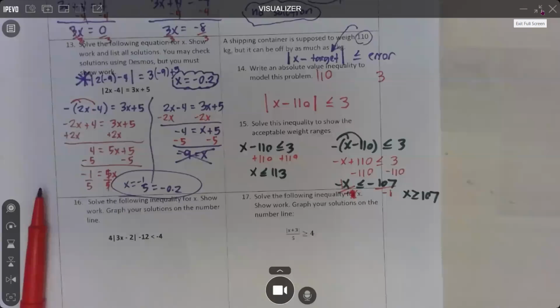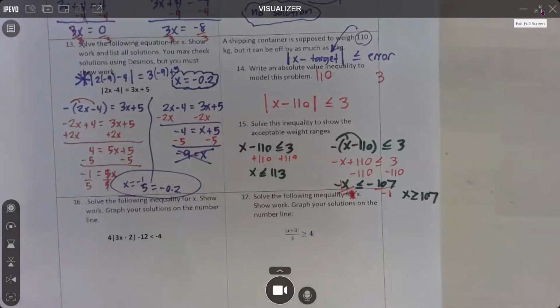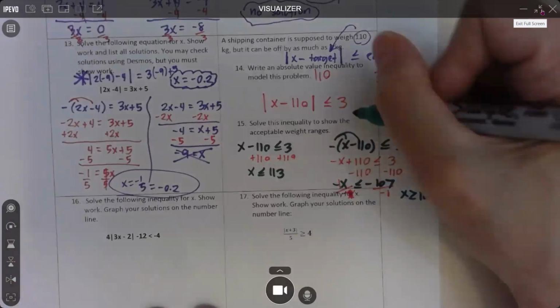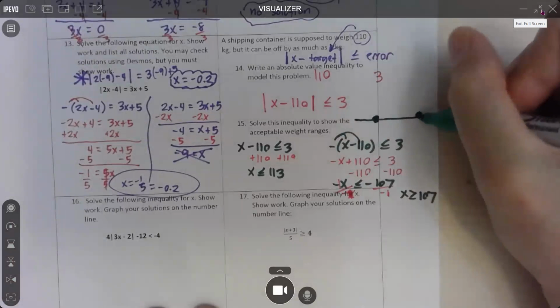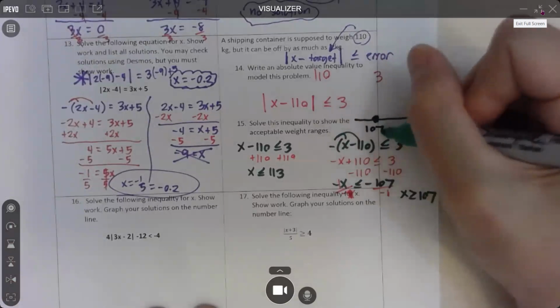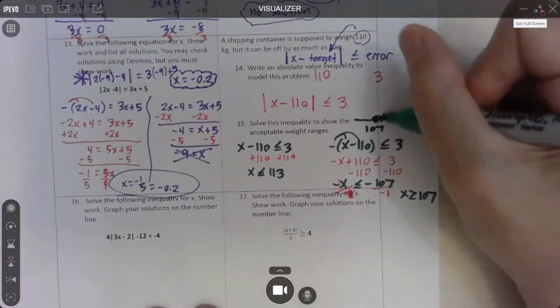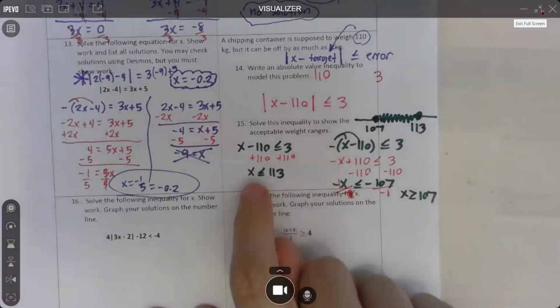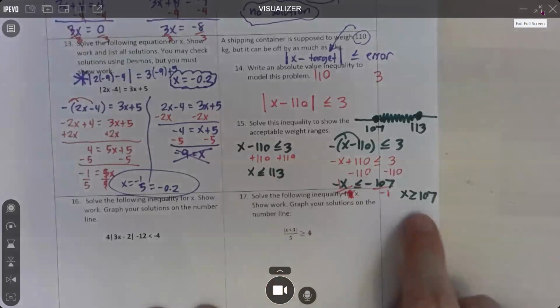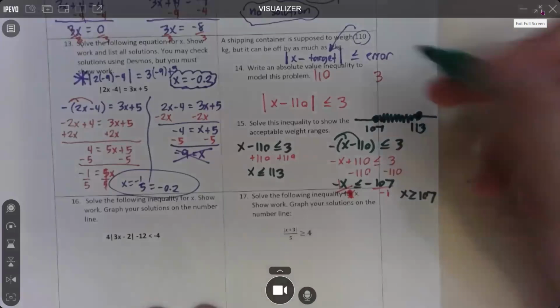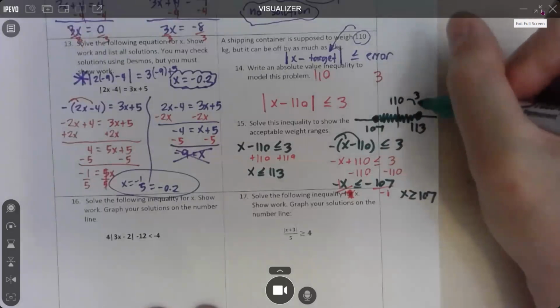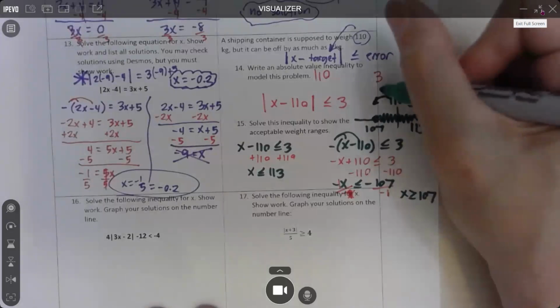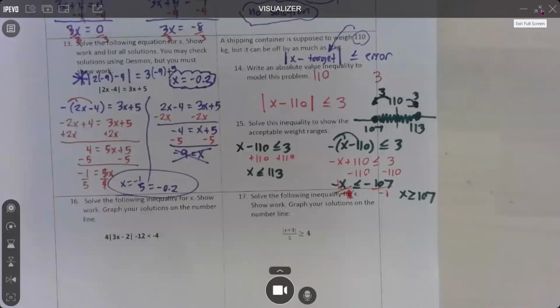How we visualize that on a number line and solution-wise is going to look like this. You'll say smallest number, largest number, everything in between. So everything less than or equal to 113, but also greater than or equal to 107. Remember, your target, 110, should be right in the middle, 3 units away on either side. The actual solution will look like this.